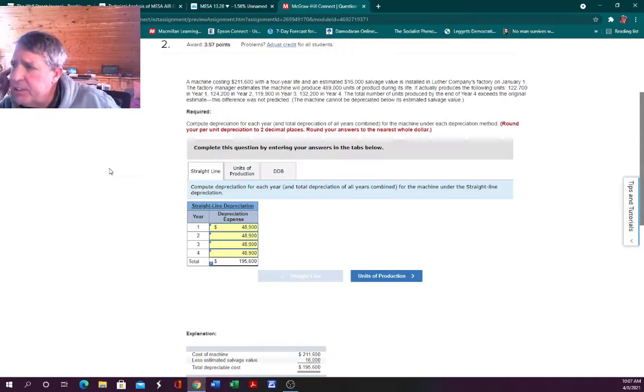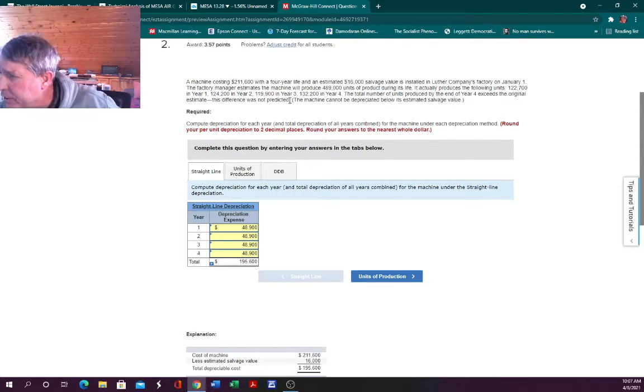A machine costing $211,600, 4-year life, $16,000 salvage value, is installed at Luther Company's factory. The factory manager estimates the machine will produce 489,000 units of product during its life. It actually produces the following units: 122,700 in year 1, 124,200 in year 2, and so on. The total number of units produced at the end of year 4 exceeds the original estimate. This difference was not predicted.